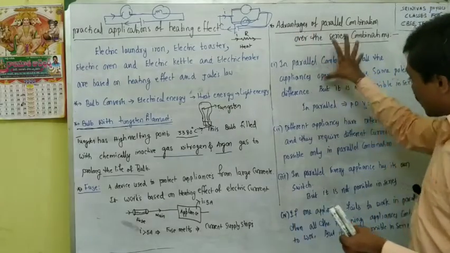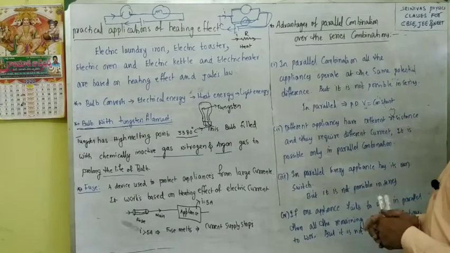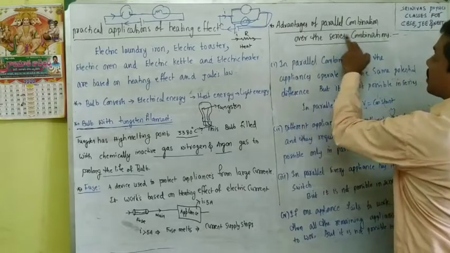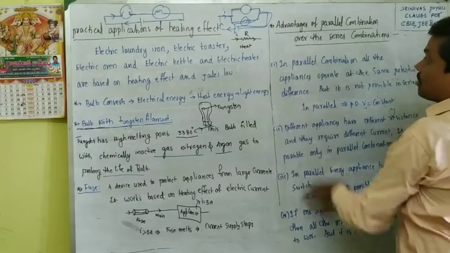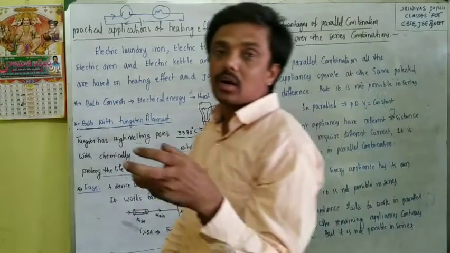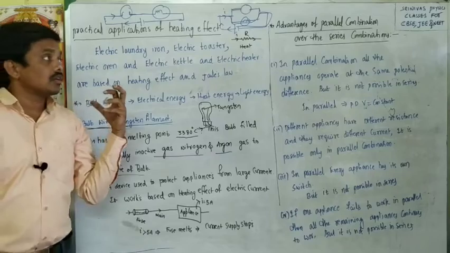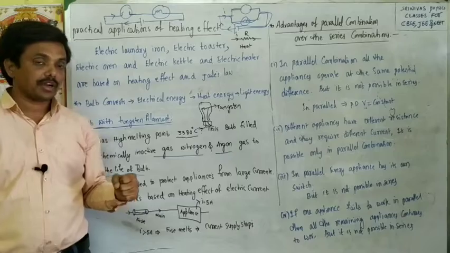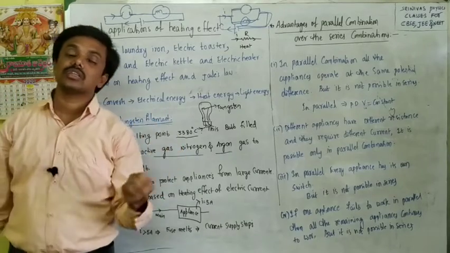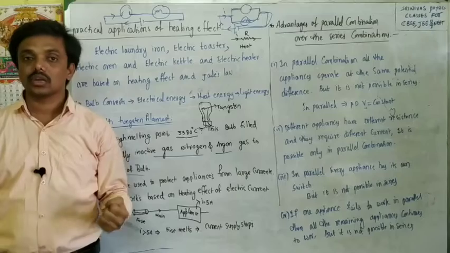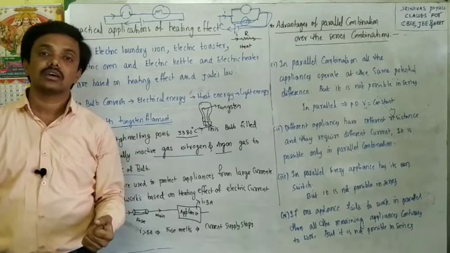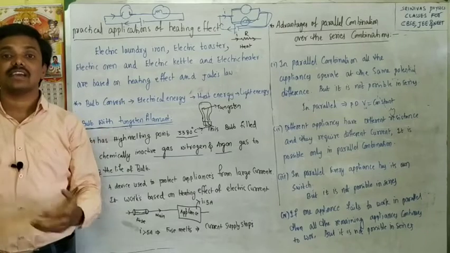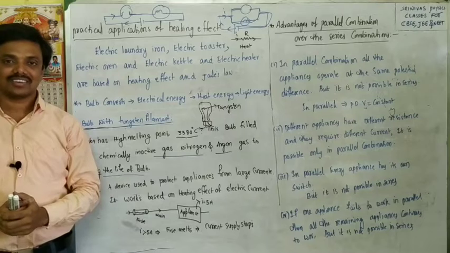I gave the advantages first, and they may ask for the disadvantages of the series combination. Parallel combination is the advantage, series combination is the disadvantage. They may ask: write the advantages of the parallel combination over the series combination, or write the disadvantages of the series combination over the parallel combination. Right? And why is the series combination not used in household appliances? In our home, why do we not use the series combination?